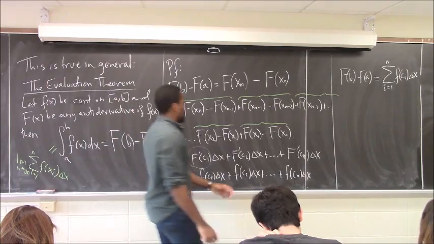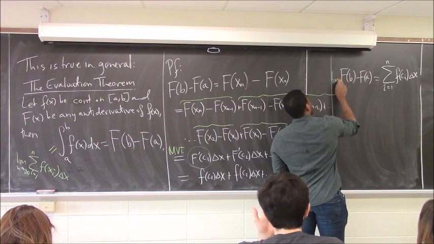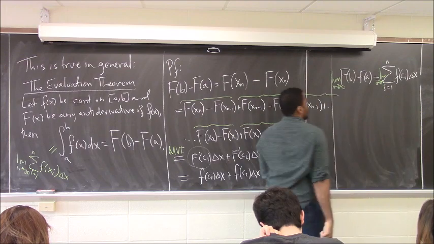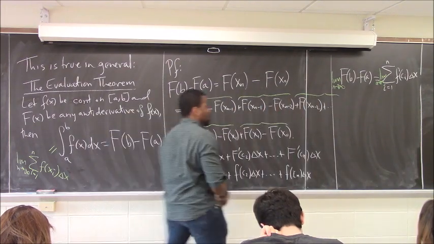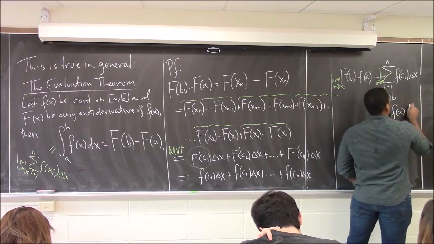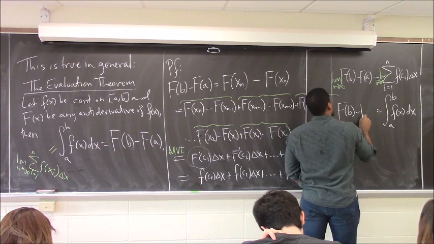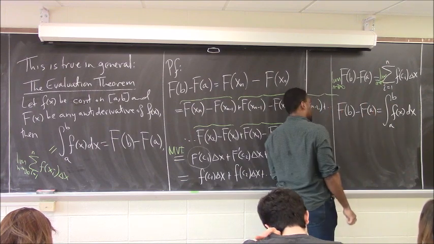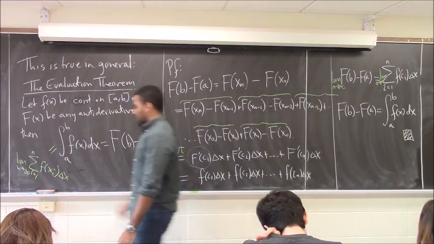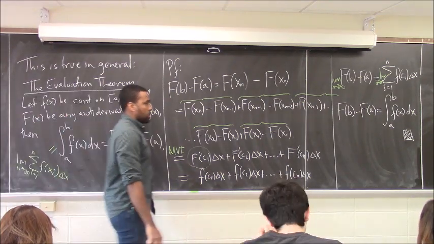Now what we can do to make it a real integral, a definite integral, is take the limit of both sides. And of course, the right side will give me the definite integral of f, while on the left side, there are no n's here. That just stays the same. And we have, this is true. This is true in general. So this is called the evaluation theorem.